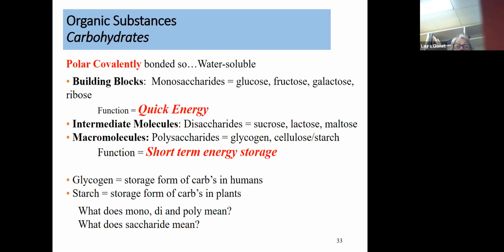And then we have macromolecules, which are the polysaccharides, many sugars: glycogen and cellulose / starch. Glycogen is the storage form of the polysaccharides in humans or in animals, and starch is the storage form in plants.